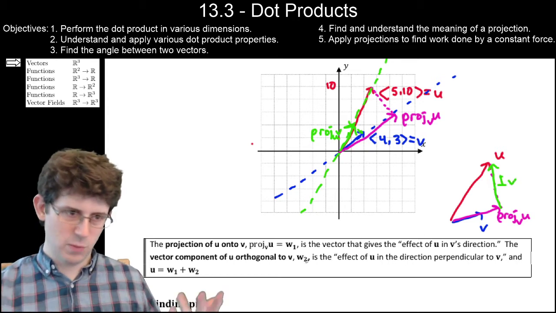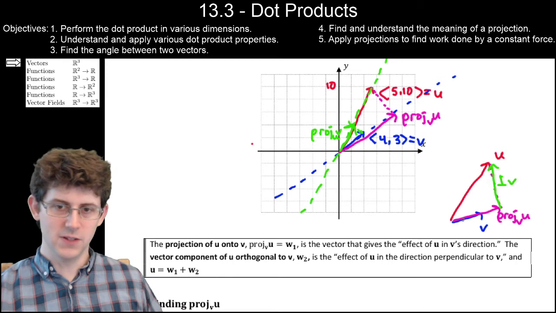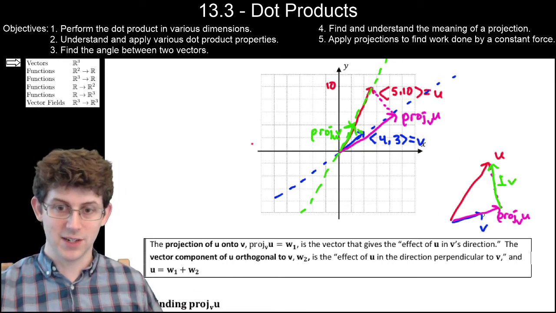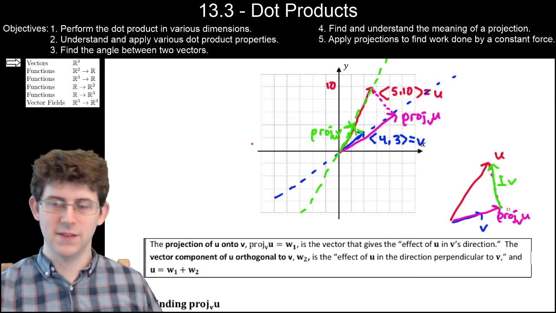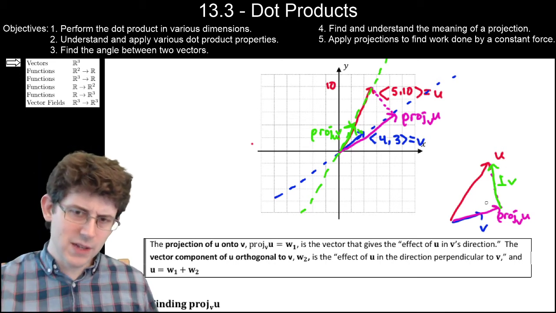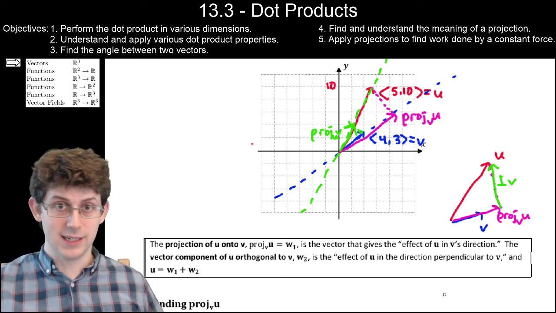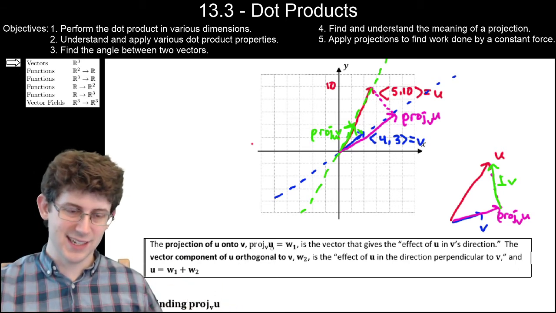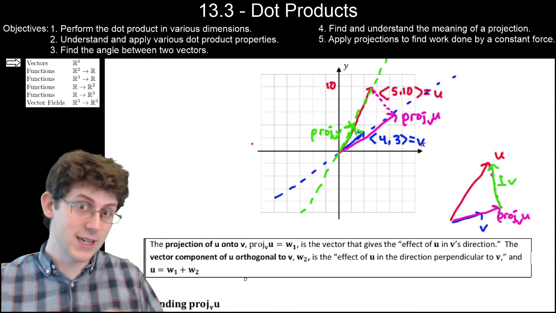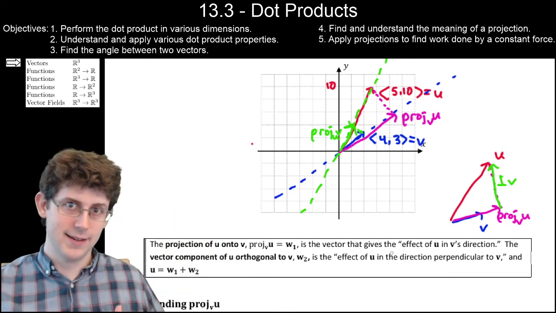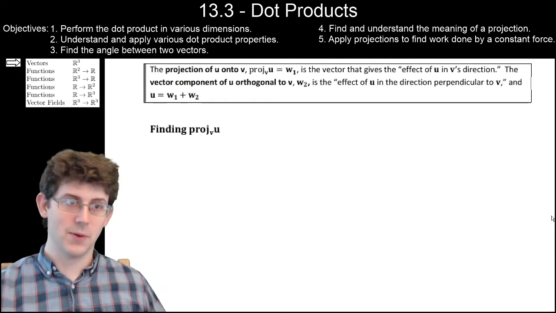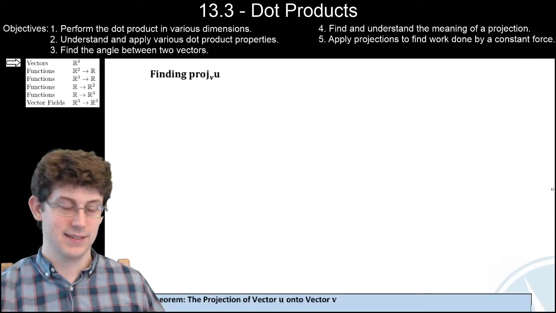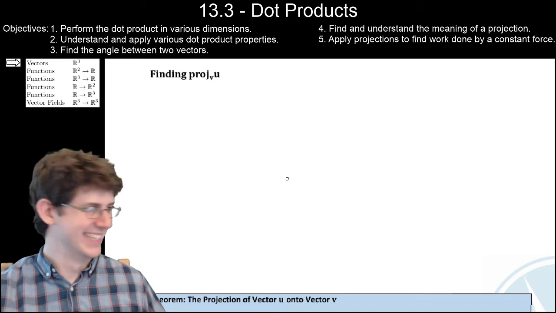I guess the point of this box is just that you can think of u as being made up of two components, the part that's in the direction of v and the part that's perpendicular to v. Normally we think of a vector as having two components, like the x component and the y component, but technically the projection lets us think of it as having like a v component and a not v component. I don't remember why this information is in this box right now.